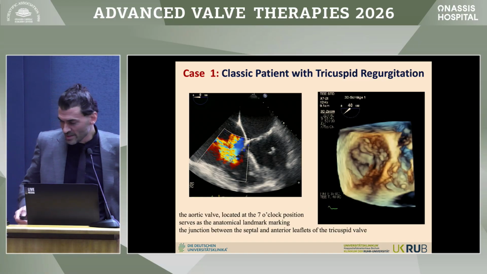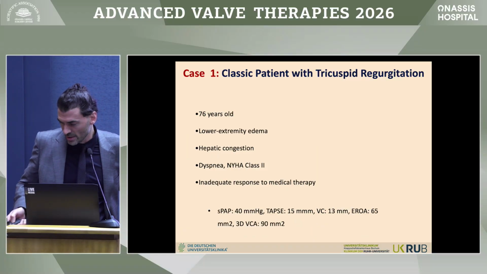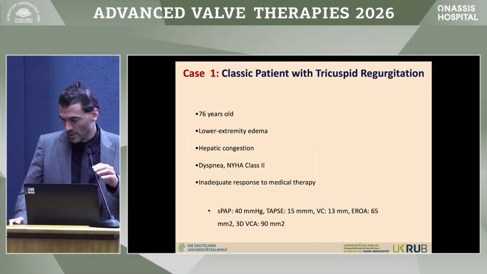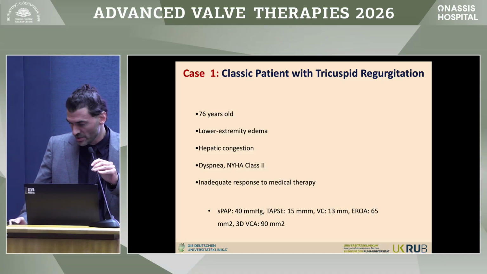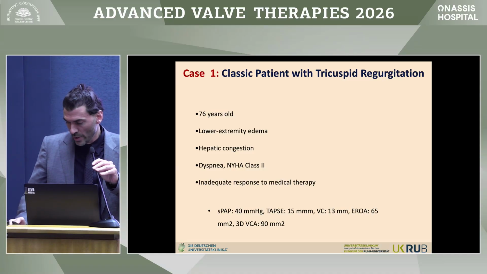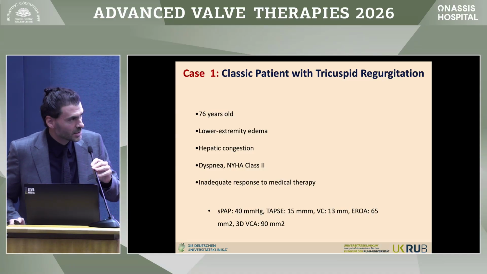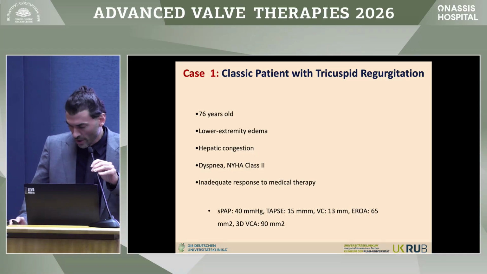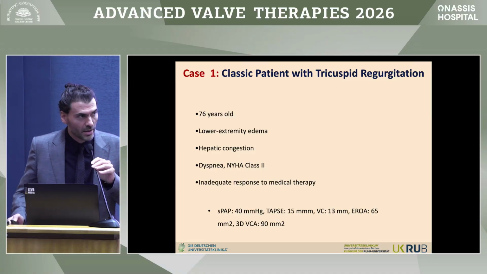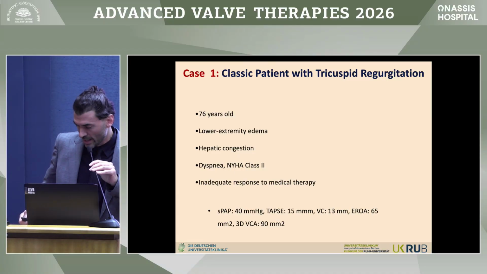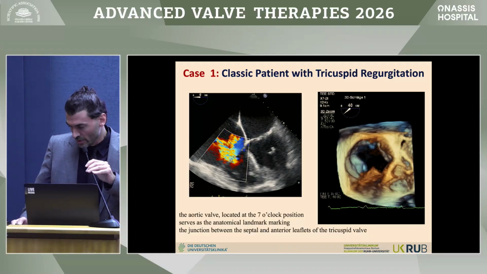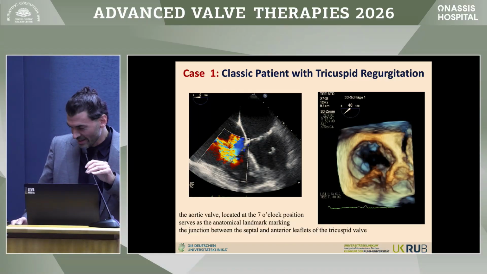So let's move on. We have the patient that I want to show you, 76 years old, has lower extremity edema, hepatic congestion, dyspnea. He has his OMT already, but it doesn't work. And he does not have a really bad right heart. On the contrary, TAPSE is okay, and the pulmonary artery pressures are also not that bad. So we have, of course, tricuspid regurgitation, what else?